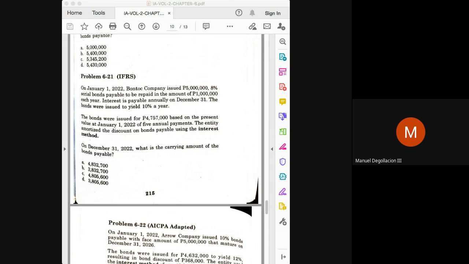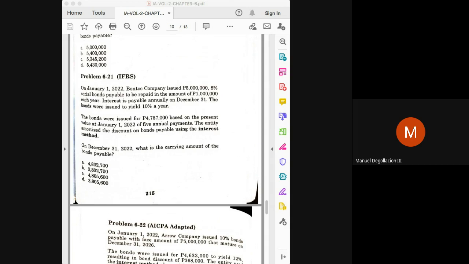Okay, so look at it this way: you are paying 1 million to be applied to the principal, but because your actual interest expense is greater than your interest payment. How much is your interest payment? 400,000. How much is your interest expense? 475,700. Because your interest payment is lesser than your interest expense, a portion of your 1 million principal payment will be paid first to interest.